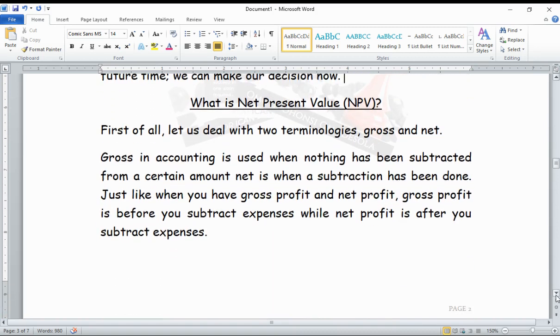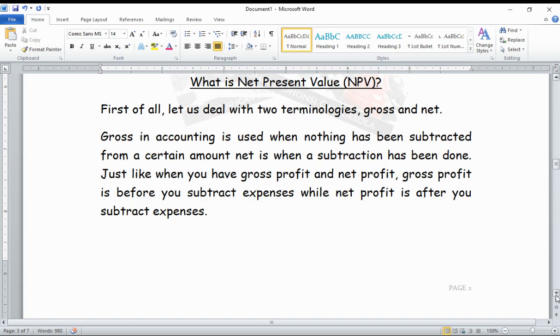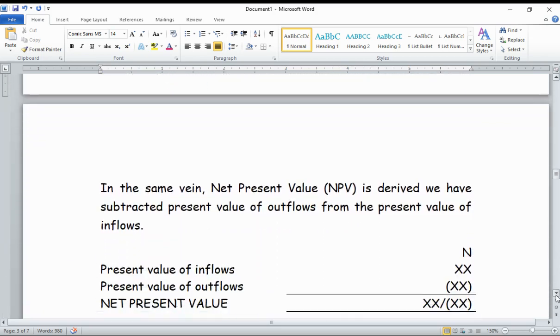Like I said earlier, look at it from when you have the terminologies of gross and net. In accounting, gross is when you have not deducted anything from it, but net is when you have deducted something from it. So when you have net present value, think of it just like you have gross profit and net profit. It's just saying that we have removed outflows from inflows. We have just removed something, so it's trying to tell us that something has been subtracted from that present value.